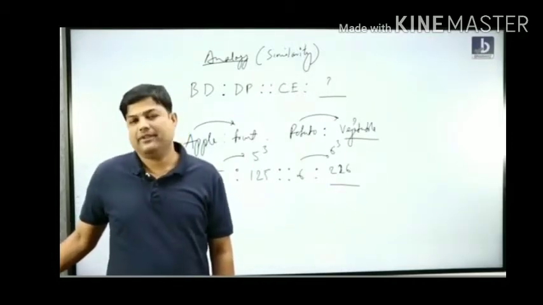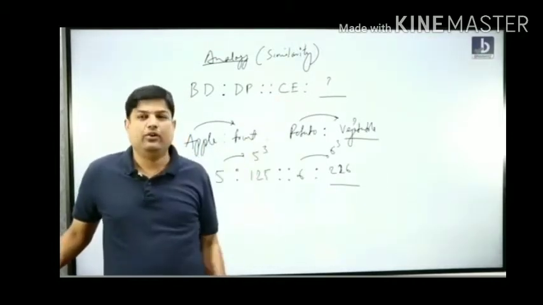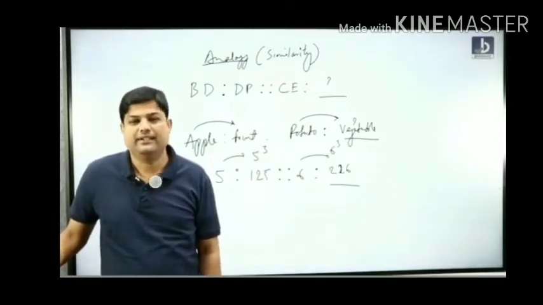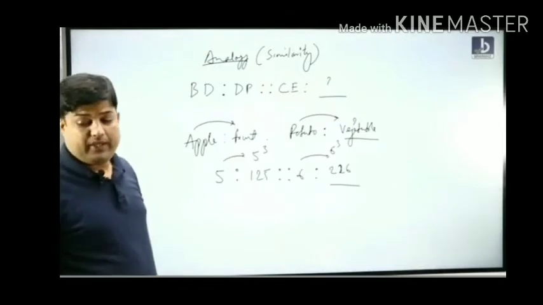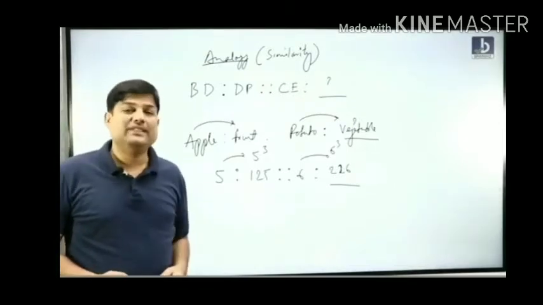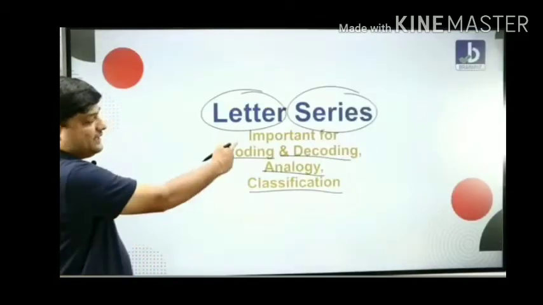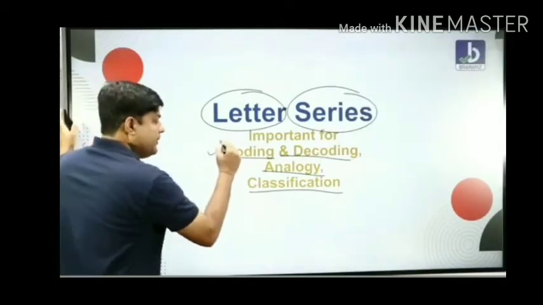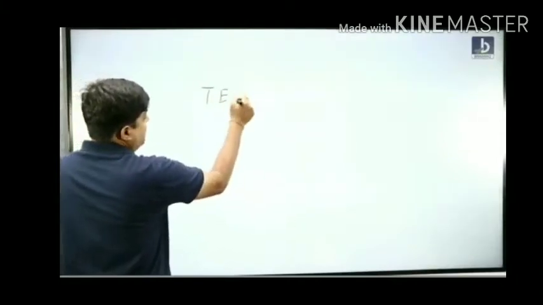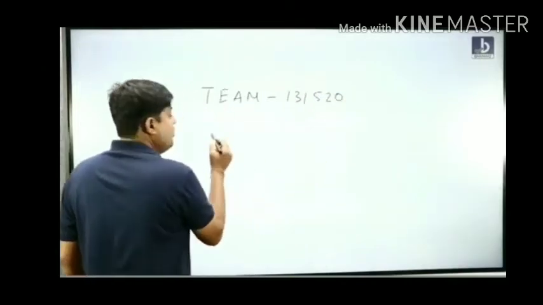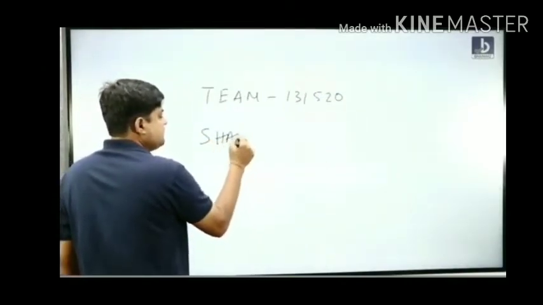Now, try to listen very carefully. Before we do letter analogy, we should know letter series. Are you understanding? Where once again this letter series will be helpful for you, in a topic called coding, decoding also. For example, the word team is coded as 1, 31, 520. What is the code word for shape?